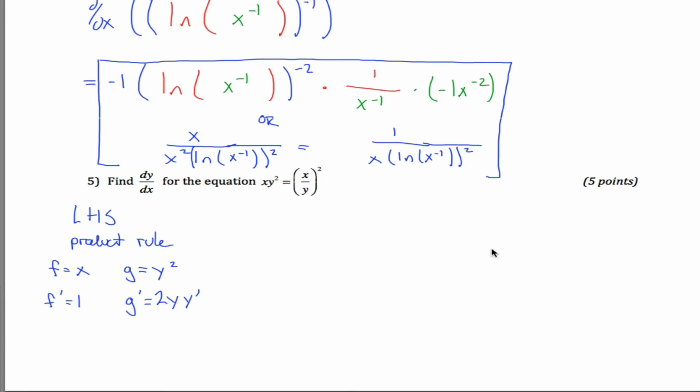What about the right-hand side? Well, for the right-hand side, I got a chain rule. I got a bunch of stuff being squared, but the stuff on the inside here will be a quotient rule. But I think I can get away without writing that. Let's see, the left-hand side, using the product rule, I get f prime, 1, times g, y squared, plus g prime, 2y, y prime, times f. So here's my left-hand side applying this product rule right here.